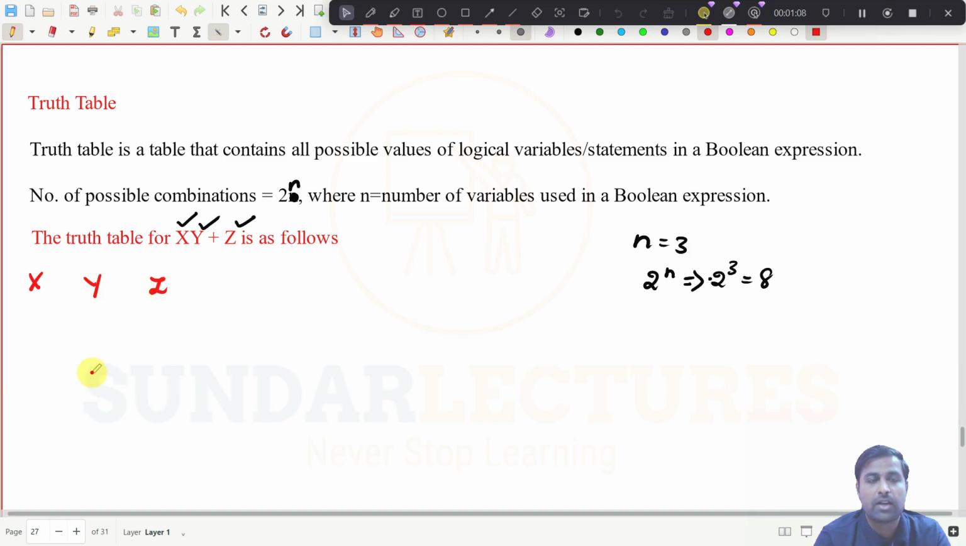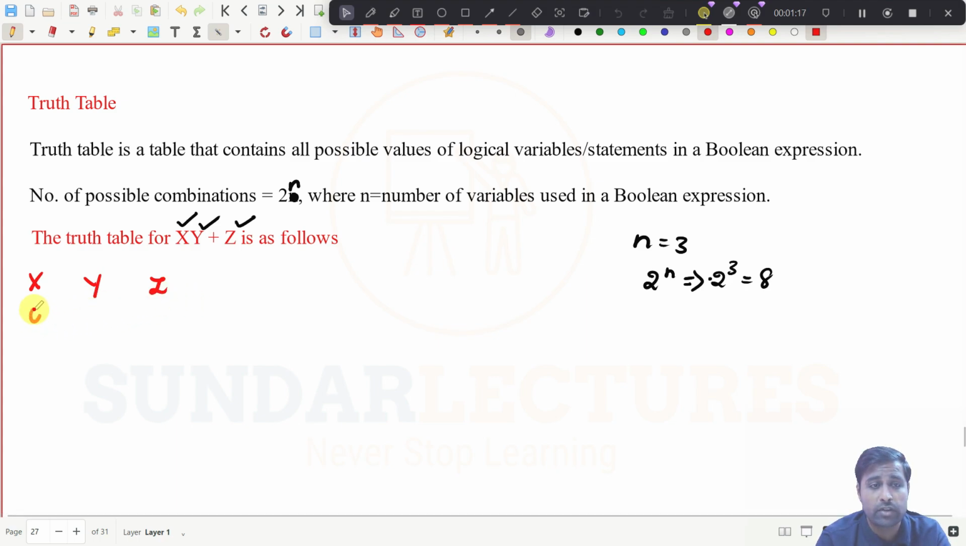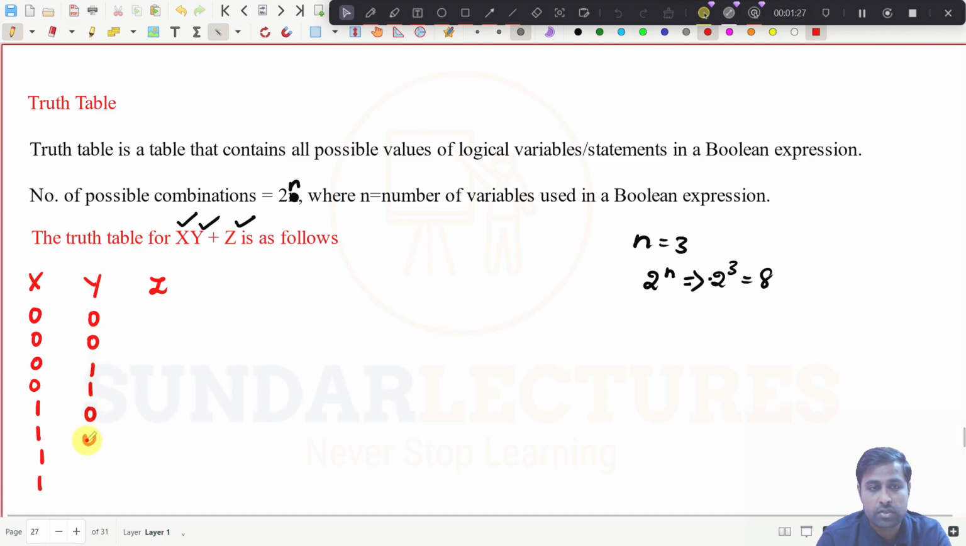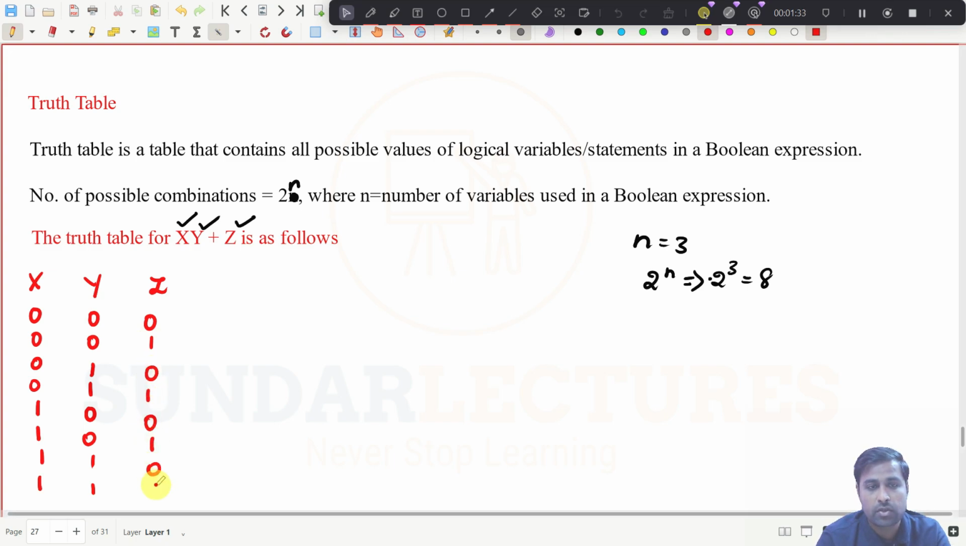So it will be x, y, z. How many combinations will there be? There will be 8 different combinations. So it will be 0, 0, 0, 0, 1, 1, 1, 1. Again, this will be 0, 0, 1, 1, 0, 0, 1, 1. And then this will be 0, 1, 0, 1, 0, 1, 0, 1. Try to understand. These are all very important, right?